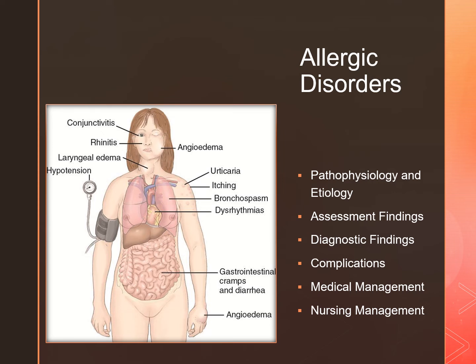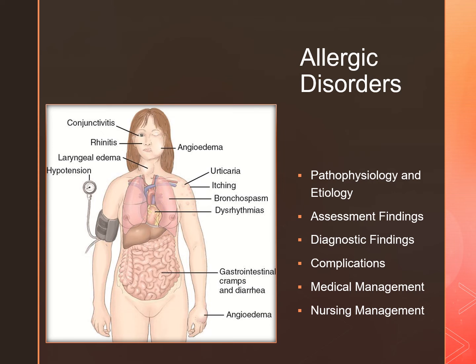Type 2 is cytotoxic. It's mediated by immunoglobulin M or G antibodies. Type 3 is an immune complex mediated by the IgG antibodies. Type 1 and 2 can occur within minutes. Type 3 responses will reach a peak within about 6 hours after exposure to an allergen.